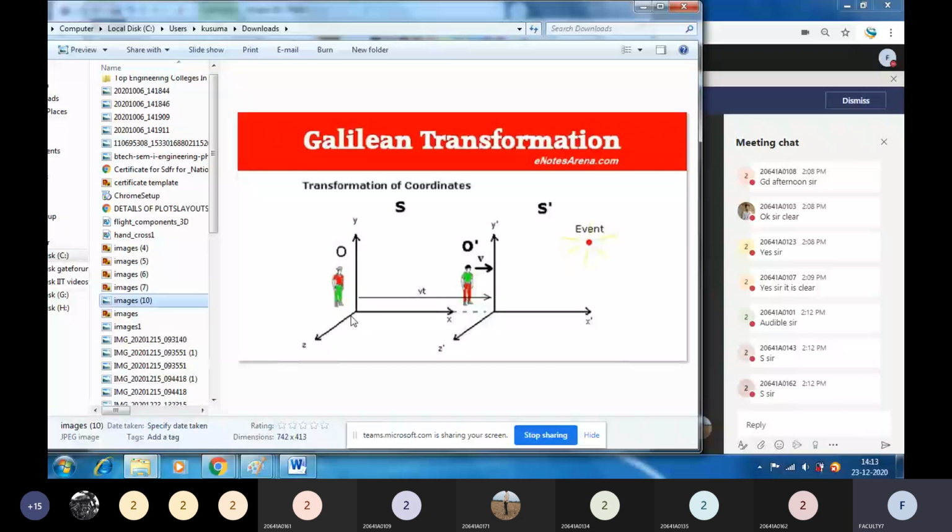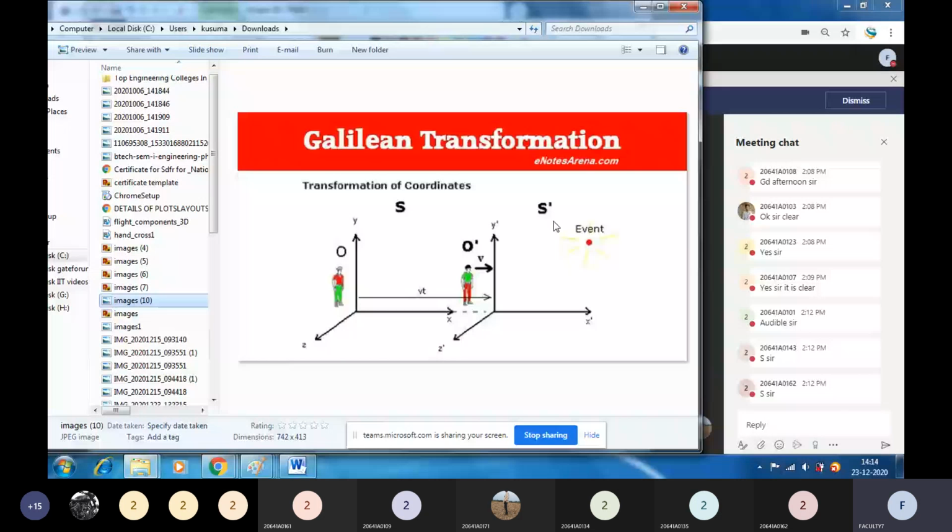Now later on, the second person moved from point O. Initially both persons are at the same point. Now the second person moved with some constant velocity v. So instead of persons we are mentioning it as frame S and S prime.